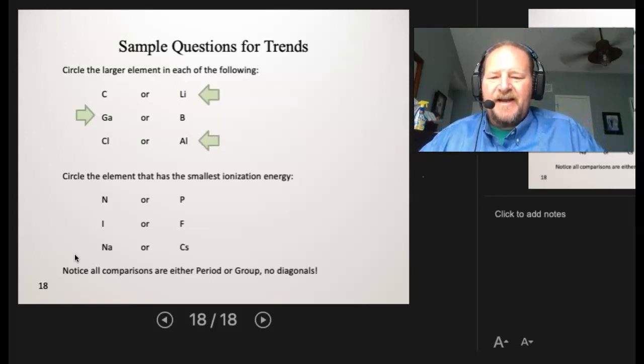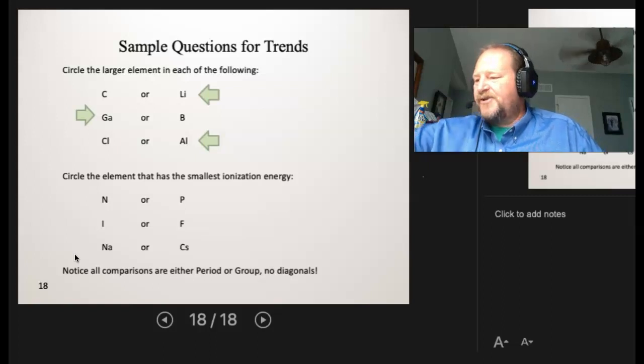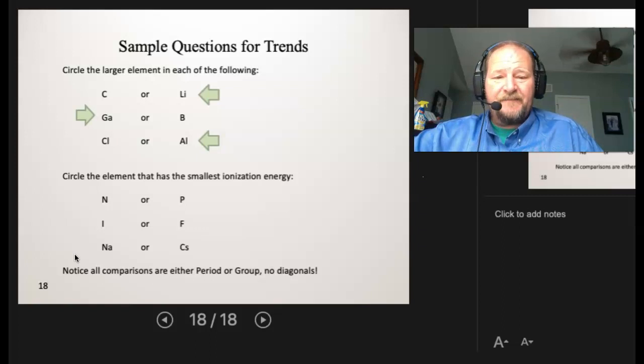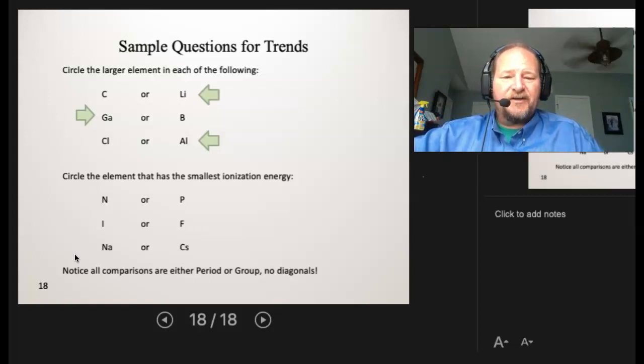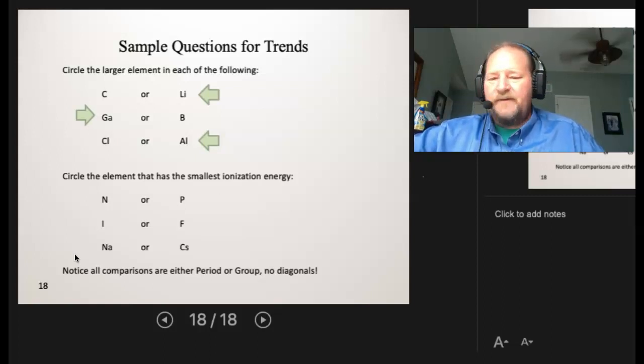Circle the element that has the smallest ionization energy: nitrogen or phosphorus. So nitrogen is in 5A, it's number 7. Phosphorus is right below it, also in 5A. So which one should have the smaller ionization energy? Well, smaller ionization energy means larger atom. So which one is the larger atom, nitrogen or phosphorus? And of course, if we're going down the group, phosphorus should be larger than nitrogen.